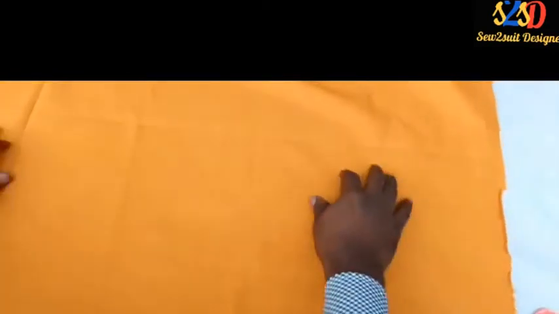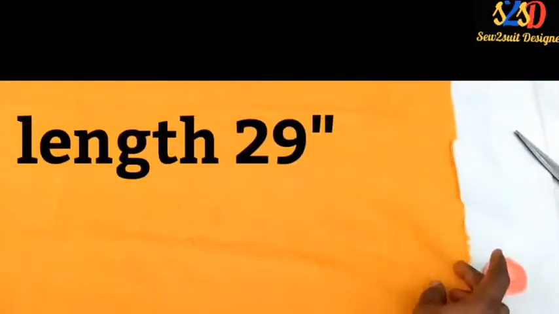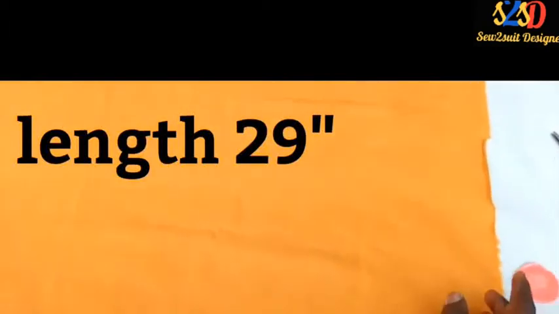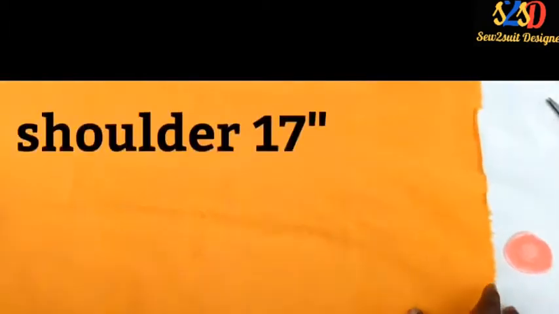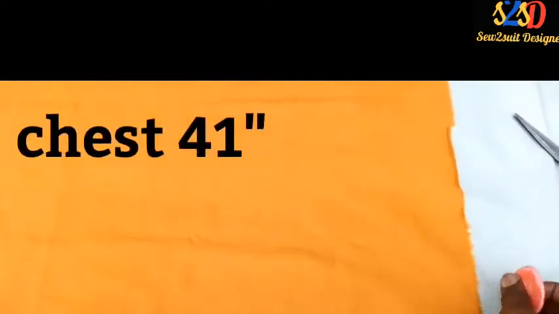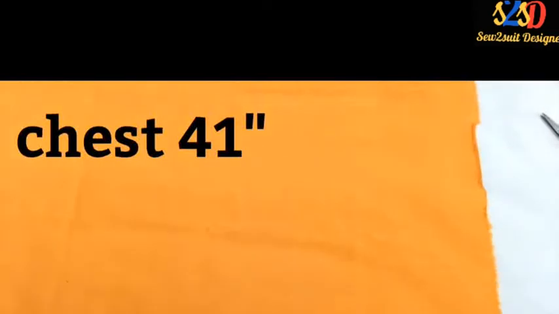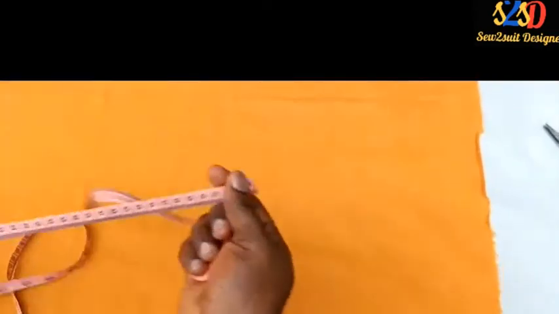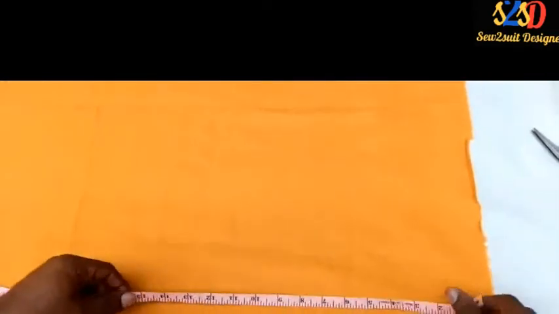So we look at the measurements we are using to work this. The length of the jacket is 29 inches. The shoulder is 17 inches. The chest is 41 inches. So we start immediately with the drafting.